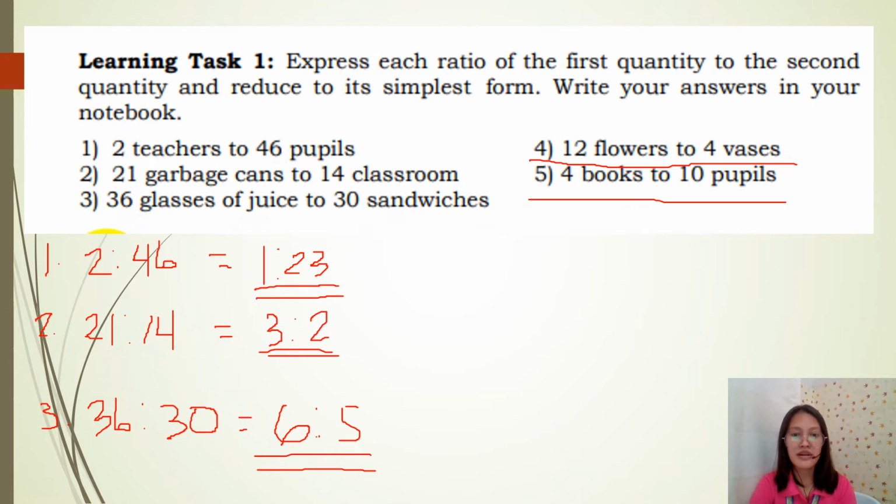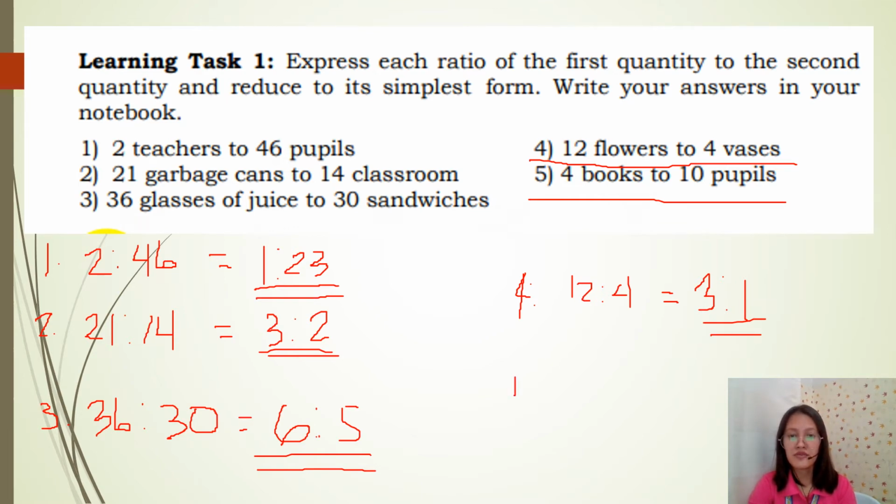So, what will be our answer in number 4? For the actual ratio, we have 12 is to 4. Then, get the GCF of the two numbers to simplify it. Ano po yung GCF niya? Correct? 4. So, 12 divided by 4, that is 3. And then, 4 divided by 4, 1. Therefore, our simplified form is 3 is to 1.